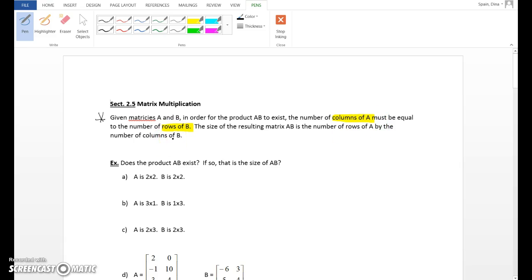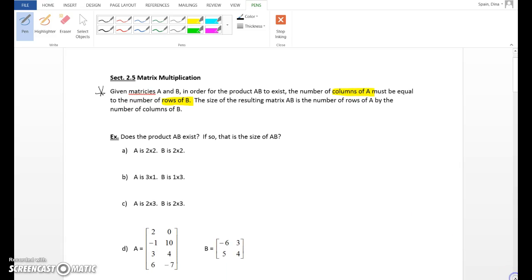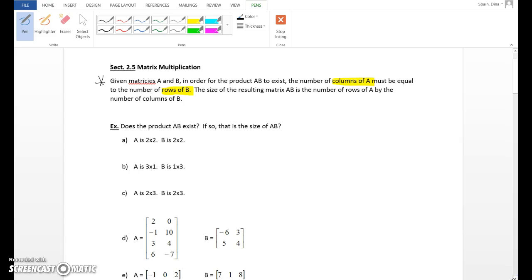Alright, the way we go through these examples is really easy to figure it out. Let's start with this example. It says, does the product AB exist? If so, what is the size of that product matrix? Alright, so part A is kind of easy. Let me put it over here. A is a 2 by 2 and B is a 2 by 2.